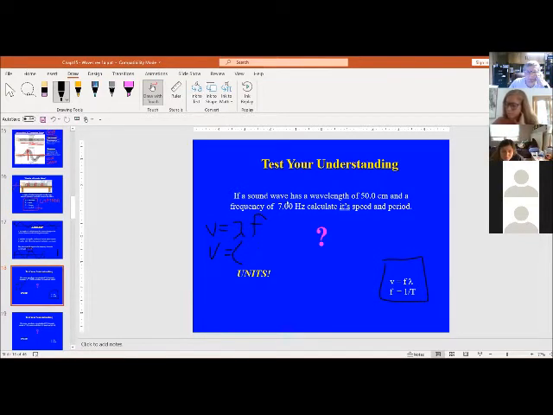What am I going to put in for lambda? 50 centimeters? No, I'm going to put in 0.5. I convert it to meters. What do I put in for the frequency? It's right there, 7 hertz. So my speed then becomes 3.5 meters per second. To move from centimeters to meters, we move the decimal two places over. You divide by 100. Okay.